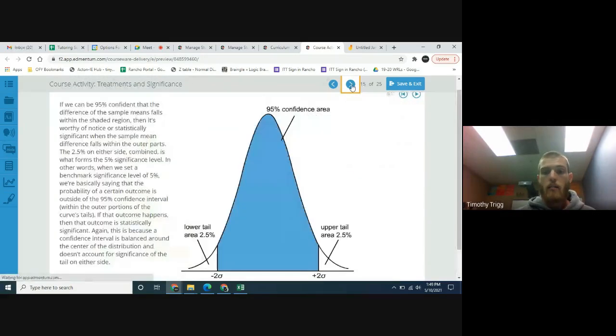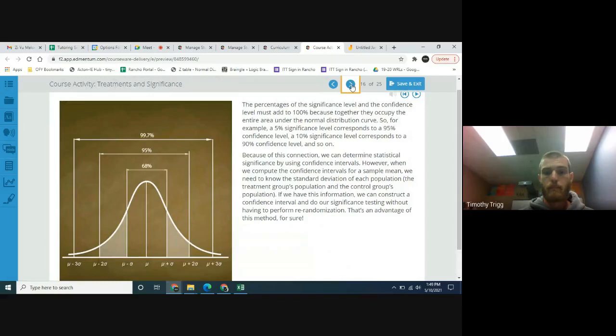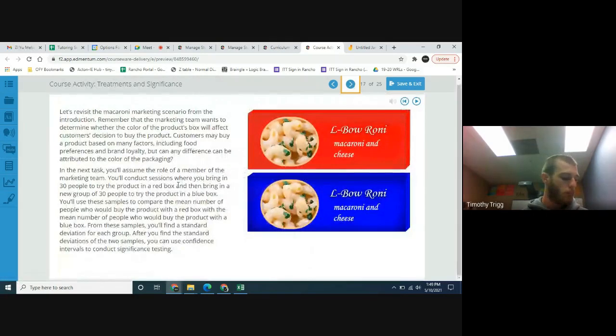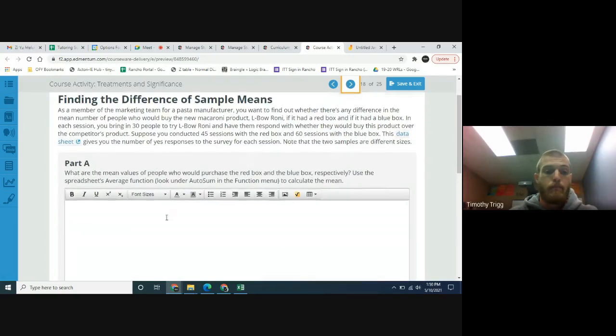Okay, let's move on. So here we're going to talk about basically two different boxes for this product, Algebra2. They want to determine if the red box or the blue box sells better, if there's a statistically significant difference between these two boxes. What are the mean values of the people who would purchase the red box and the blue box, respectively? Use the spreadsheet's average function.